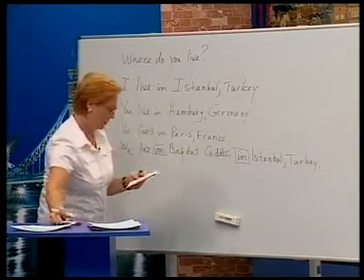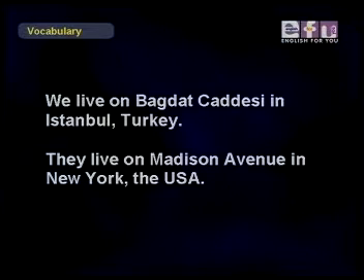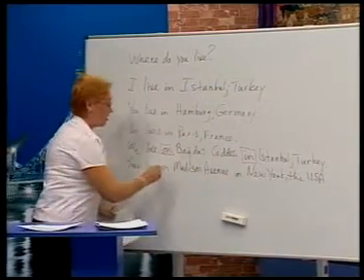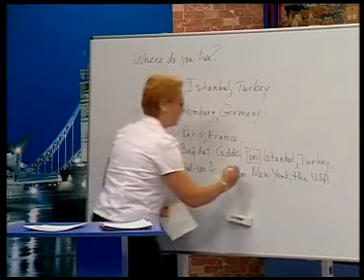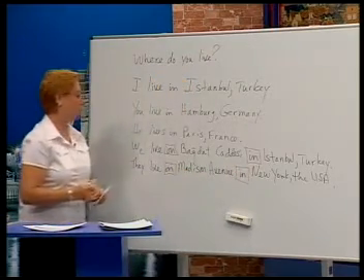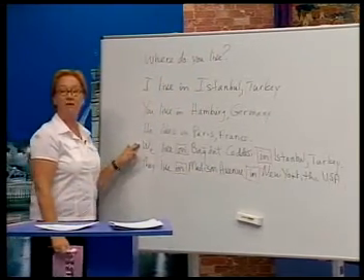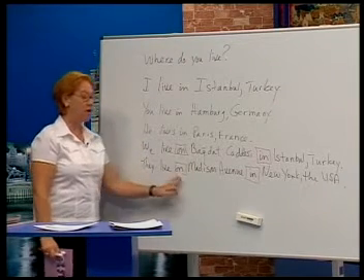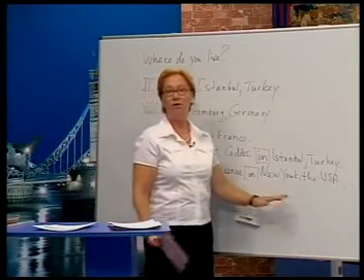All right? One more example. They live on Madison Avenue in New York, the USA. Okay? Now again, they live on Madison Avenue in New York. So, where do you live? We live on Bağdat Caddesi in Istanbul, Turkey. Where do they live? They live on Madison Avenue in New York, the US.